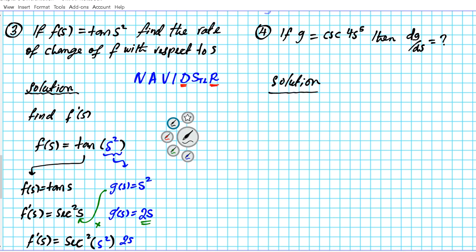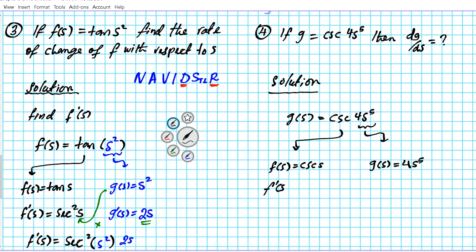Okay, so now we have our composite function. G is a function of s. Okay, so g of s is equal to cosecant 4s to the fifth. So we're going to decompose. All right, so the outer function, we'll call it f. So f of s is cosecant s. And then the inner function is going to be g of s. We're going to call that 4s to the fifth power. All right. So let's go ahead and differentiate both.